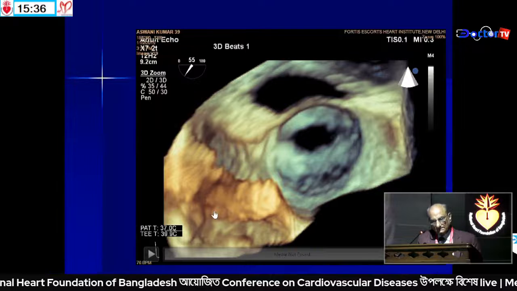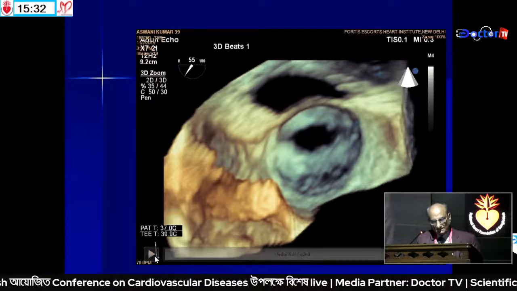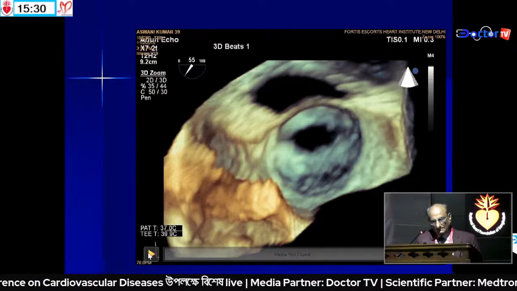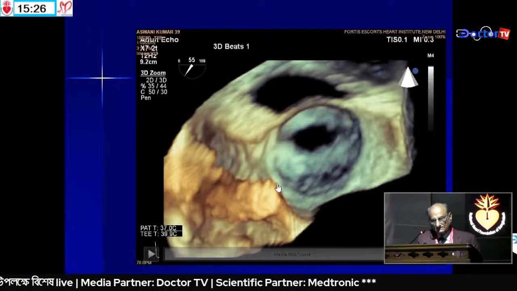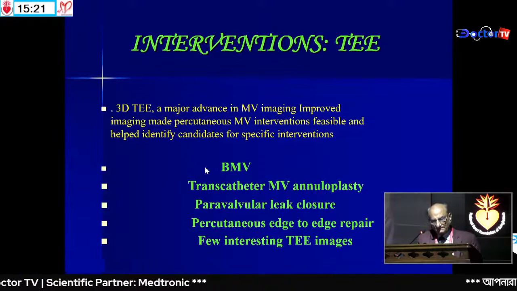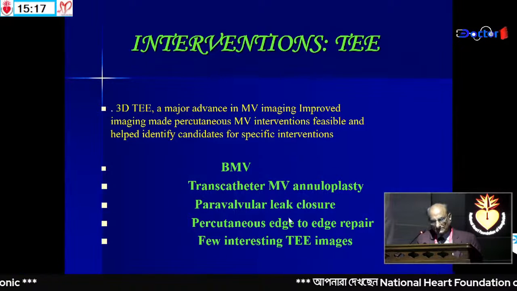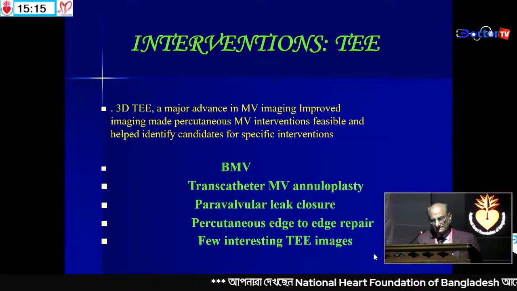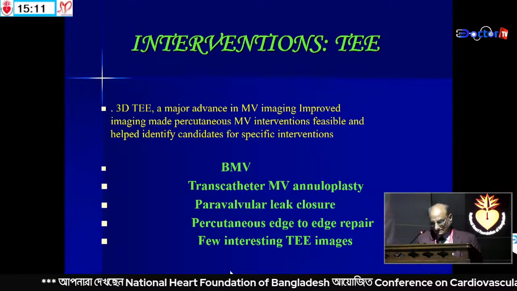This slide was just to show that the anterior and posterior leaflets move very correctly and do not cause any regurgitation, but unfortunately it is not moving. So what we will discuss is something about BMV, transcatheter mitral valve annuloplasty, and then show a few interesting TEE images, only if the images move, otherwise there is no point in showing them.